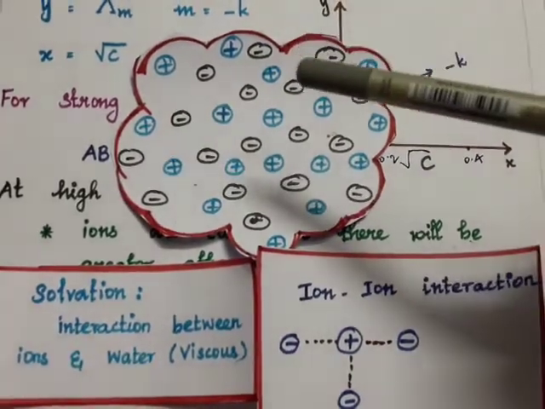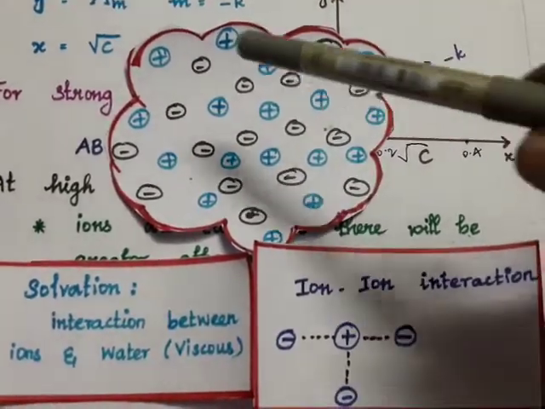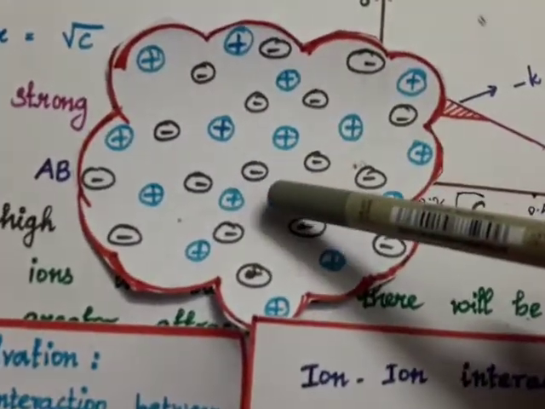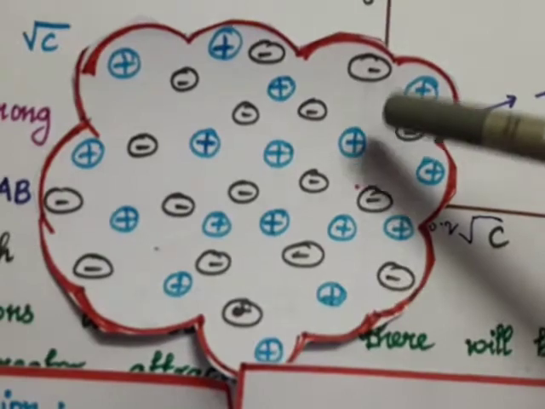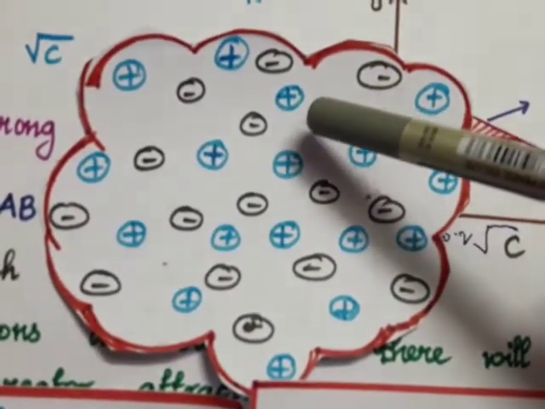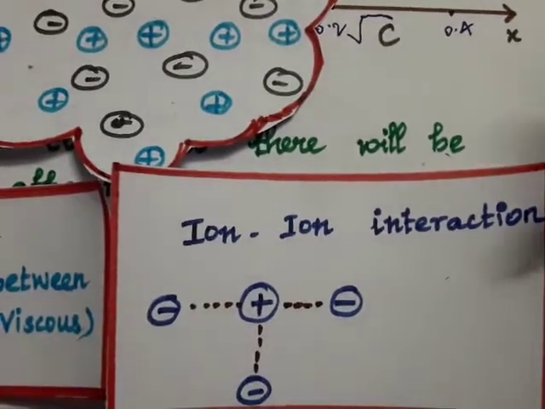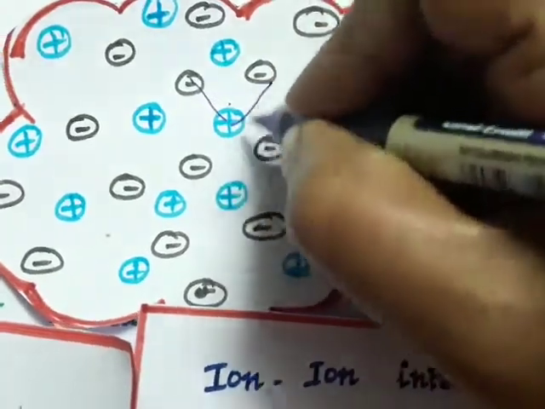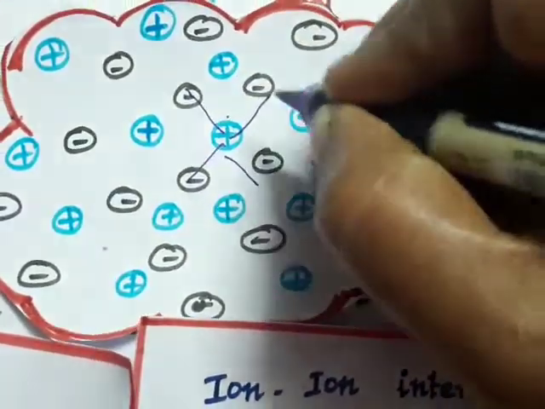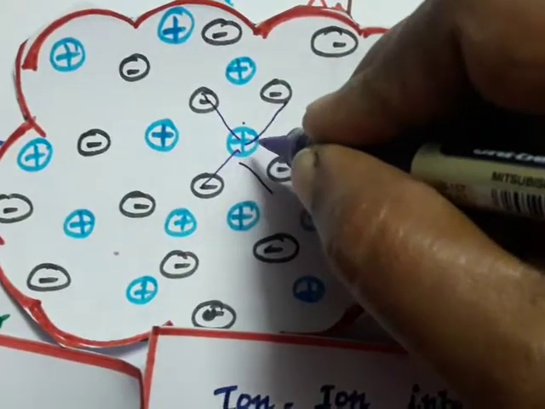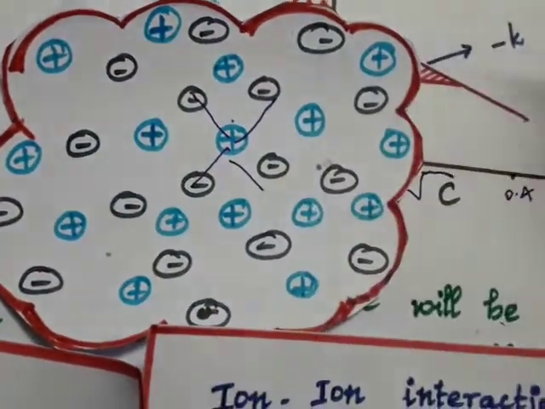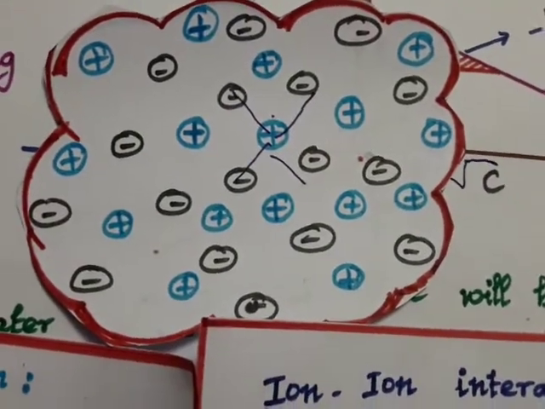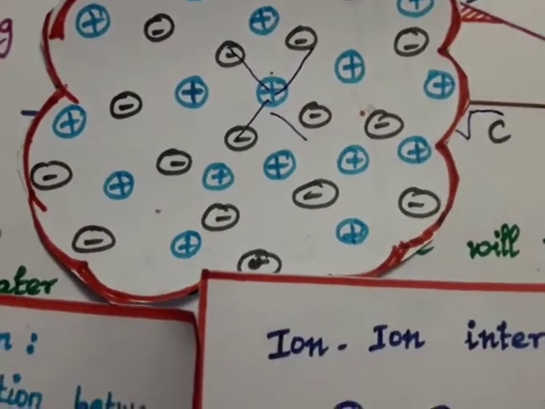Let me go through again for the strong electrolytes at a high concentration. At a high concentration, the ions are closer together, right? The positive and negative ions will be closer together. If they are closer together, there will be two factors involved. The first factor is ion-ion interaction, which means the interaction between the positive ion and negative ion, right? Because of this interaction, these ions cannot move freely. If they move freely, they can conduct, right? If they are not moving freely, then the conductance will be reduced.